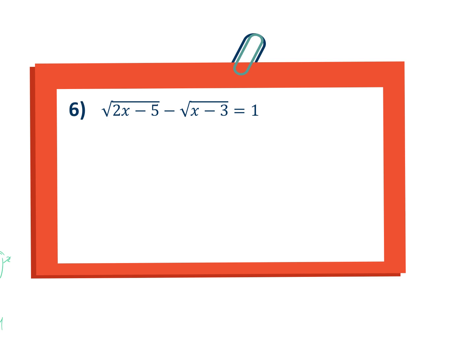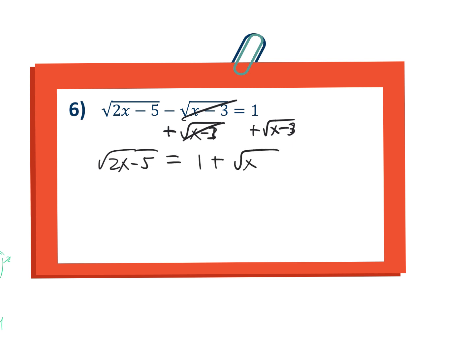Now, the first thing I would do, modeling it after the previous problem, I would want to get one of the radicals by itself. So I would start by first moving the square root of x minus 3 to the other side. So let's add square root of x minus 3 to both sides, and then that cancels out this radical. So we get the square root of 2x minus 5 equals 1 plus the square root of x minus 3. So hopefully you got that part.